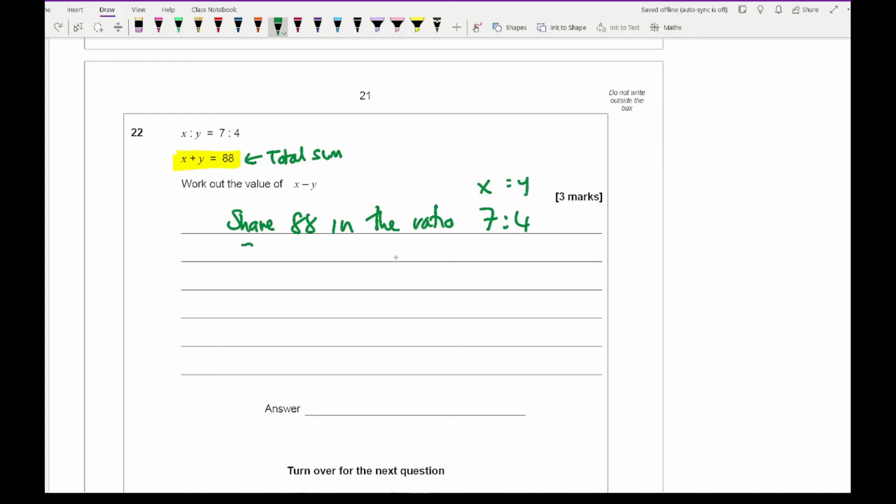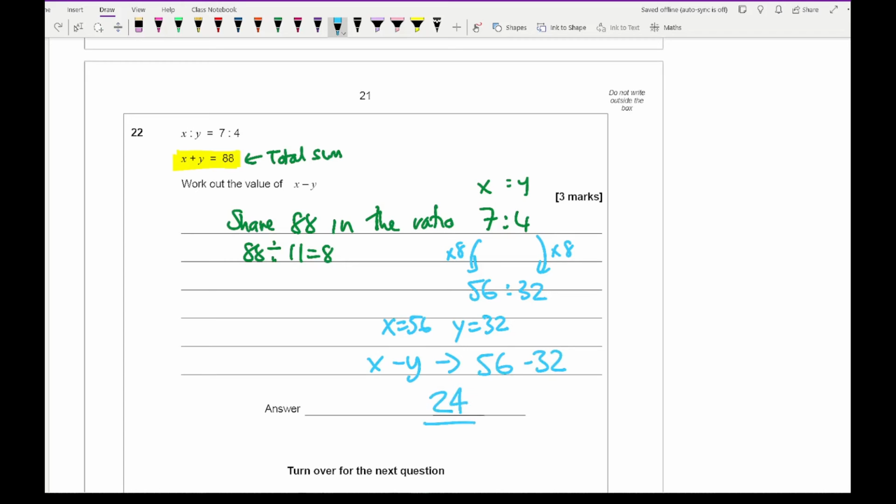So here if we do 88 divided by 7 plus 4, which is 11, we get that each part is worth 8. So 7 times 8 is going to be 56, and 4 times 8 is 32. So here if x equals 56 and y equals 32, then x minus y is going to be 56 minus 32, which gives me an answer of 24.